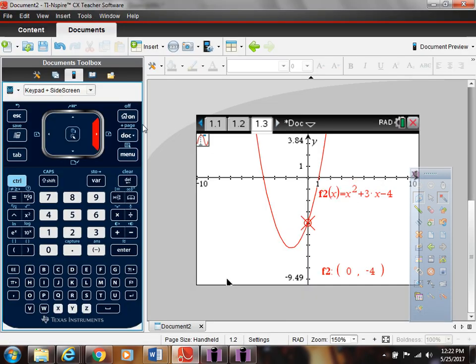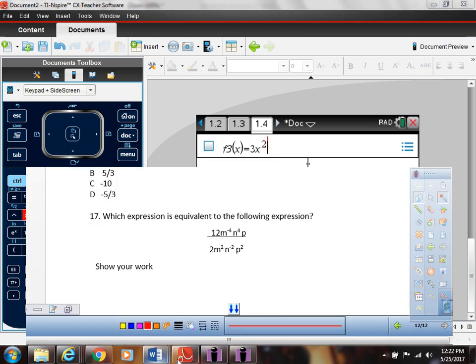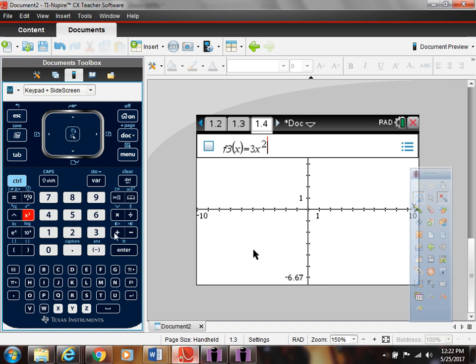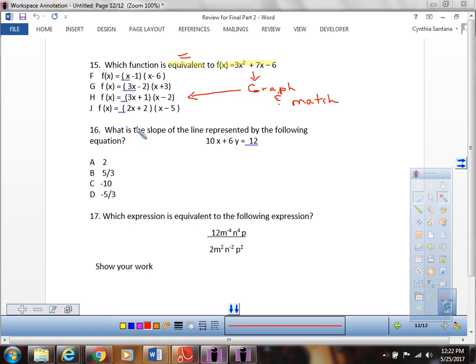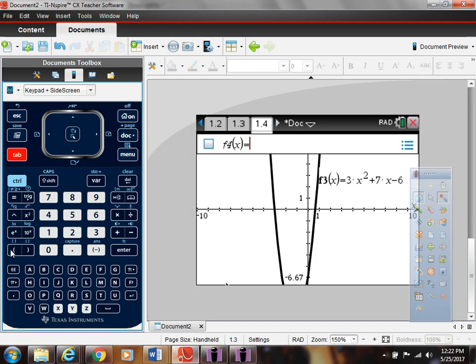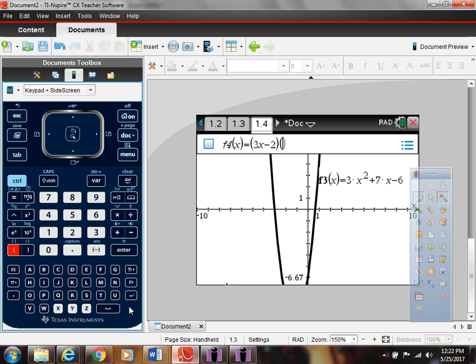Anybody found it yet? G. Okay, I'll try that one first. Let's see, 3x squared plus 7x minus 6. Okay, so there's a picture we make. Hit the tab, and then you type each answer. I'm going to go with G to see if that one is right. Notice I'm not using relations for these, so be careful with that. Some of you might go to relations and then it won't work. So 3x minus 2, and then x plus 3.